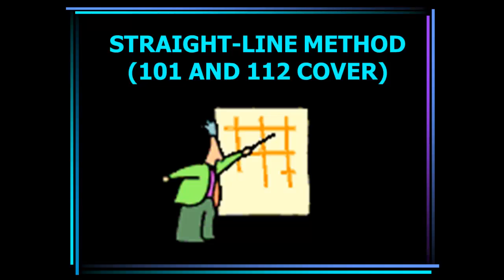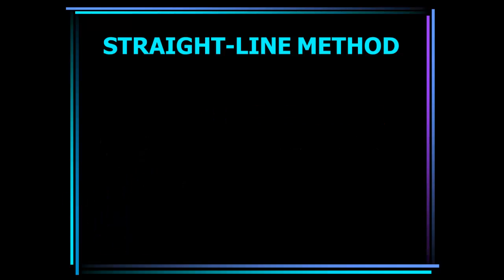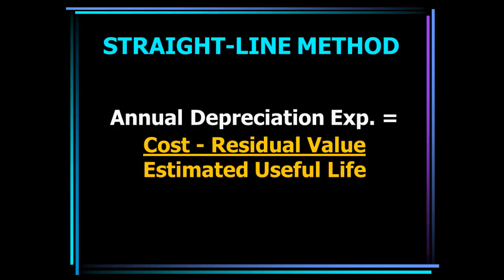Straight line depreciation. Straight line depreciation gives us a constant amount of depreciation expense. Each year we're going to have the exact same amount of expense. Year 1, year 2, year 3, it's all going to be the same. Here is my formula. Cost minus residual divided by my estimated useful life is the amount of expense I will record each year. Now if I were you, I'd put a big star by that, or I'd highlight it. So cost minus residual divided by the estimated useful life is my depreciation for straight line.